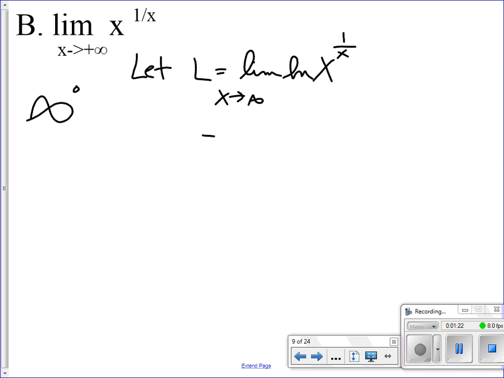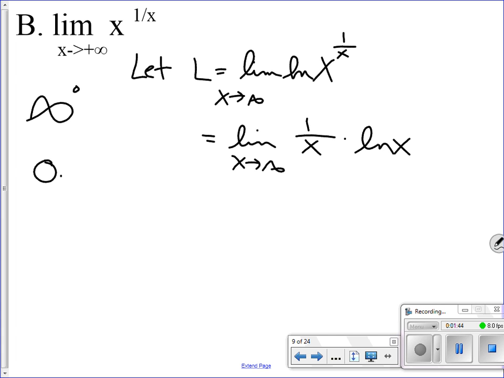Okay, so let's see what we have. So now we'll be taking the limit as x approaches infinity of 1 over x times the ln of x. You know where this is going. All right, what do we get? 0 times infinity. Oh, or is that another indeterminate form? It's another one, but what do we do now?